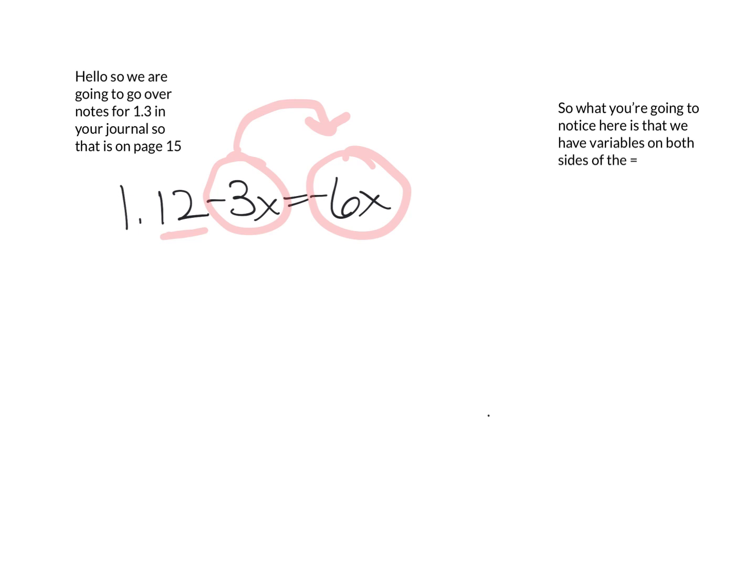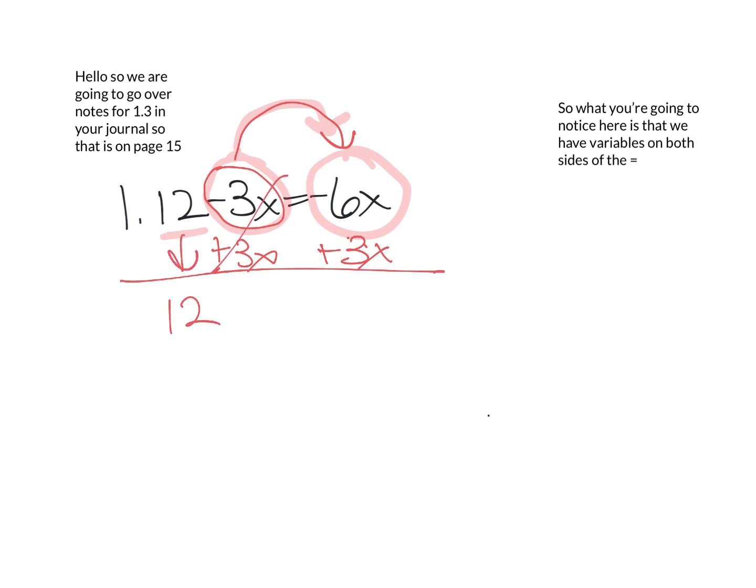Remember, the inverse is, I want to get rid of and move this negative 3x over. So the inverse is a positive 3x on both sides. I'm going to bring the 12 down. Positive and negative cancel out. Bring down the equal sign. I have a negative 6x and a positive 3. Positive and negatives are inverses, so we have a negative 3x here.